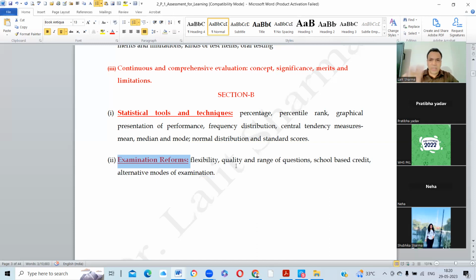So two questions will definitely come from here, guys, because 2-3 long questions can come from these sections, right? Flexibility, quality and range of a question. See, one question from the school-based credit system. We will do it in detail in today's lecture. We will discuss all the 40-42 pages of Section B which I have shared with you.